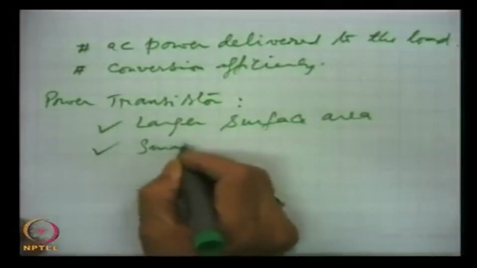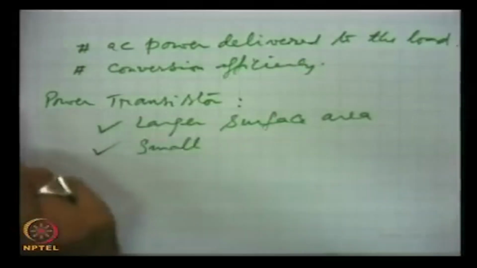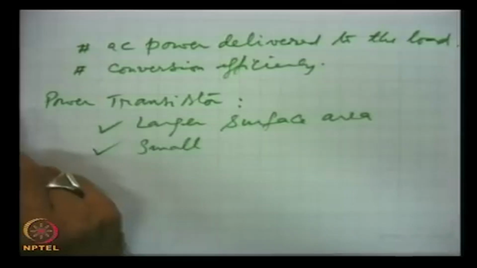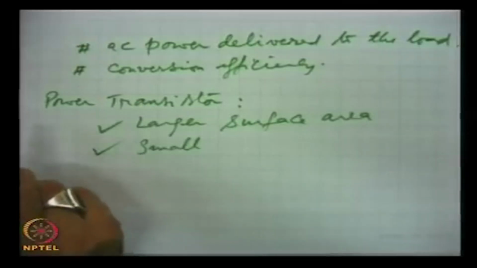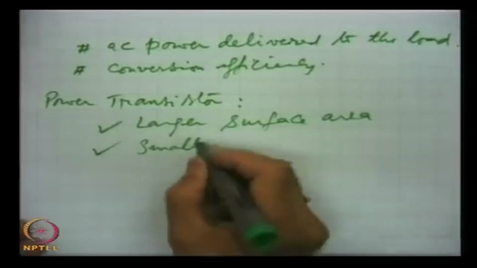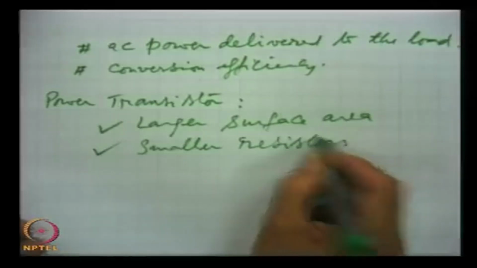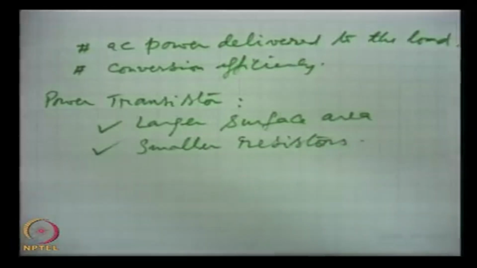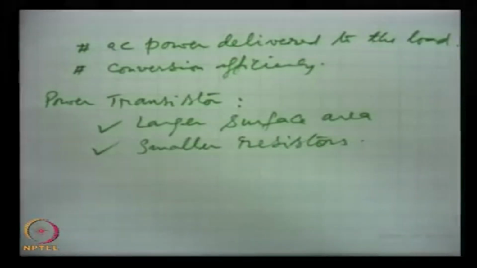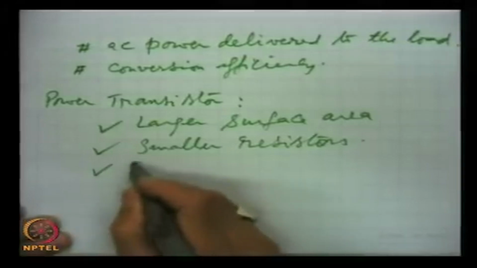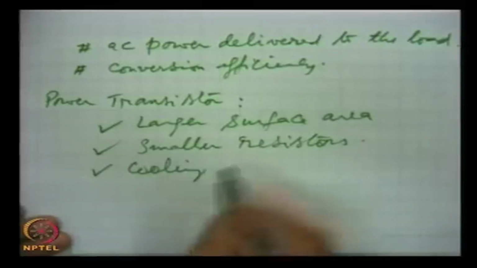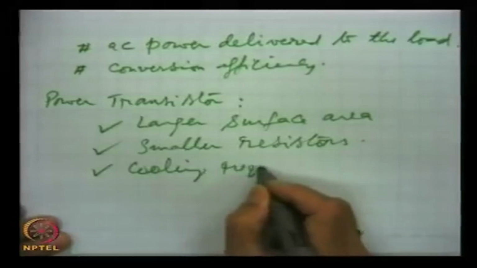Smaller, larger, these are in comparison to the values which we use with small signal amplifiers. So, smaller resistors. Then these power amplifiers, because the transistors will dissipate a lot of heat, they will be heated. So, cooling arrangements are required. Cooling required.